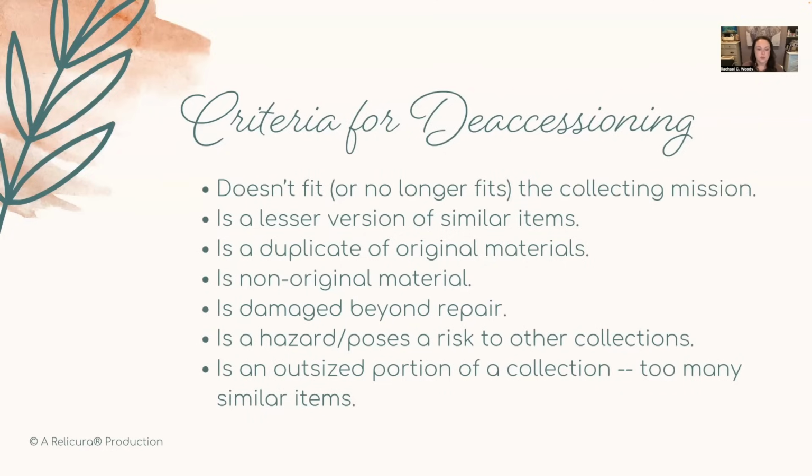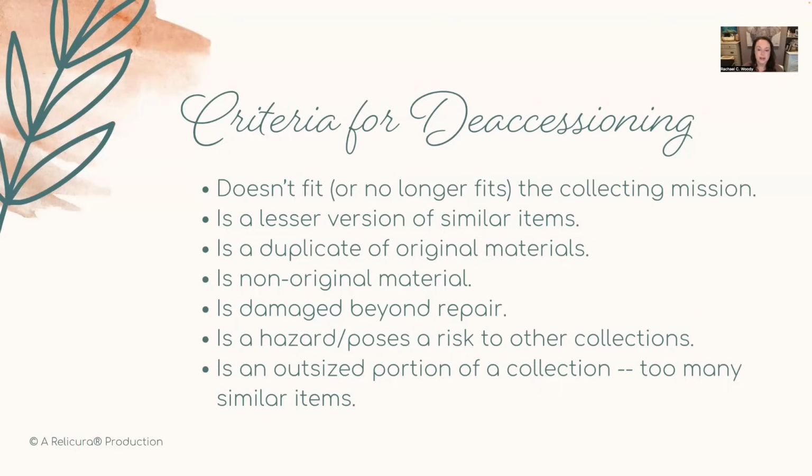Criteria for deaccessioning. This is the typical stuff that pretty much everybody should have in there, in addition to your special-case criteria. First of all, it doesn't fit or no longer fits in your collecting mission, is a lesser version of similar items, is a duplicate of original materials, especially looking at archives with photocopies, etc. And similarly, is a non-original material. For both archives and museums, the type of collection items you should be acquiring for the most part should be original.